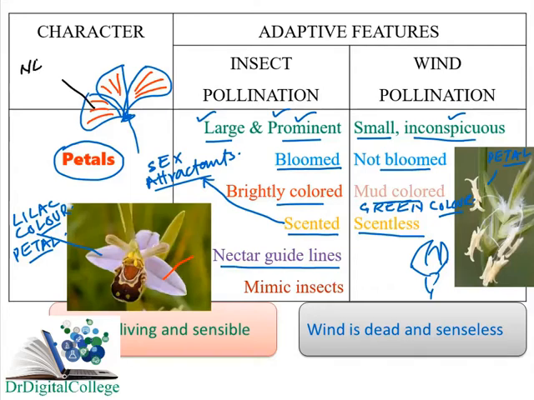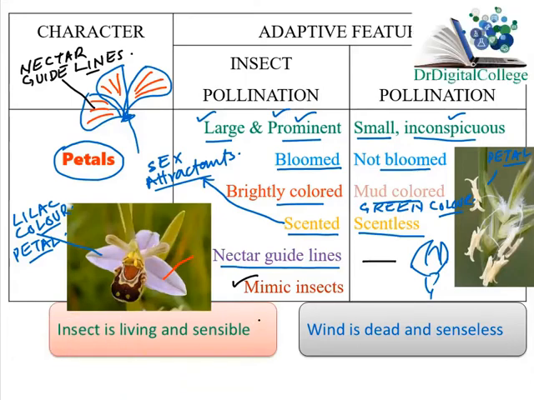In wind pollinating flowers, as the petals are not even bloomed, not prominent, there is no sense of having nectar guidelines. Next is that insect pollinating flowers mimic different insects.